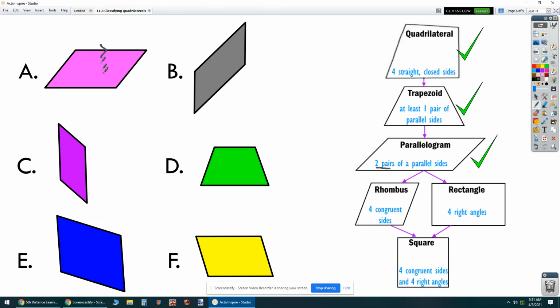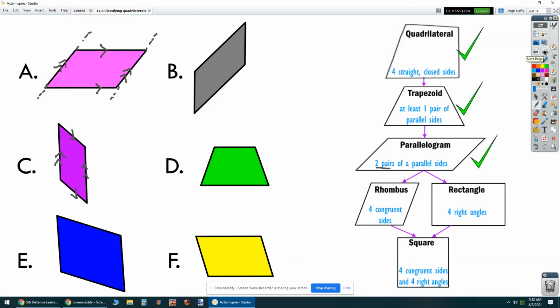Let's look at A. The top side and the bottom side of A are parallel. They're never going to cross, never going to intersect. But also the left side over here and the right side are also parallel, right? Even if they went all the way down, they would never cross. Or if they went all the way up, they're never going to cross either. So that has 2 pairs of parallel sides. Same thing here with C. The top and bottom sides of C are parallel, and the left side and the right side of C are also parallel. So can you find a figure that is not a parallelogram?